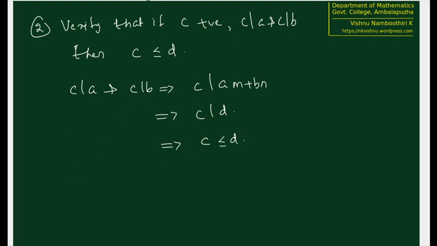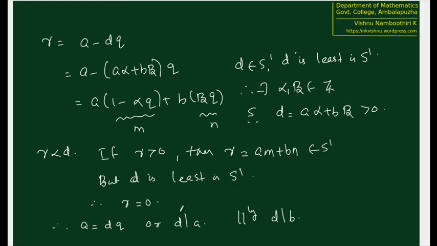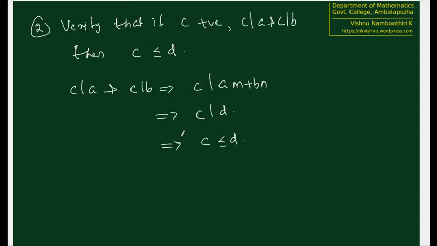Therefore, both these conditions are verified. What are the two conditions? D is a divisor of A, a divisor of B, so D is a common divisor. Any other common divisor of A and B is less than or equal to D. Therefore, D equals GCD of A and B.